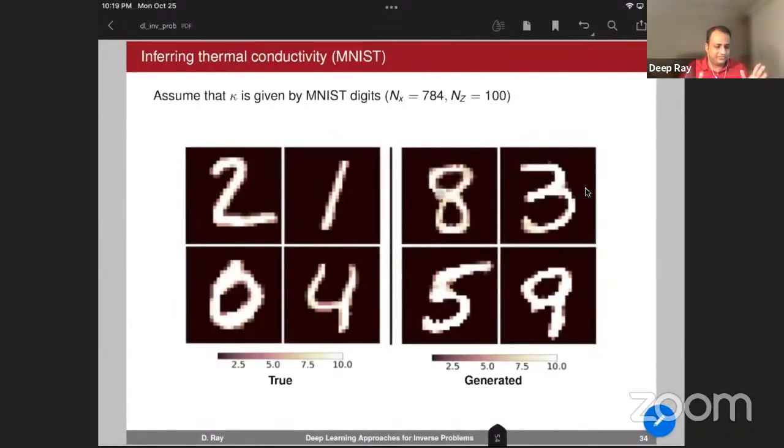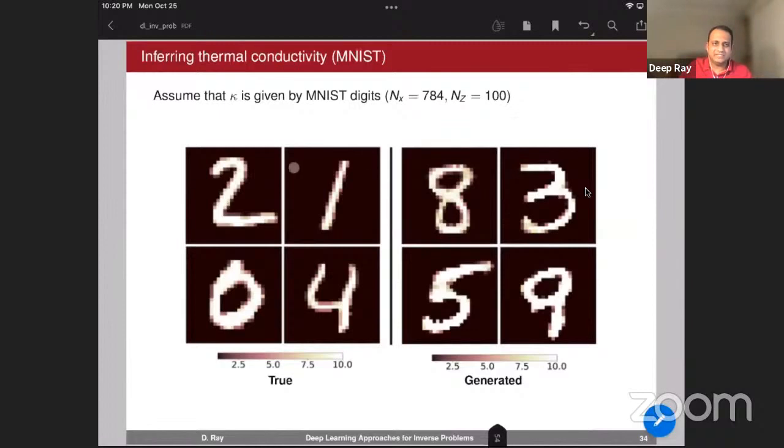All right. So first, I assume a prior on kappa to train my GAN. The prior I'm assuming on kappa is that the conductivity field is given as MNIST digits on a 2D grid, where it takes a background value of 1 and a value of 10 wherever there is a handwritten digit. So this X has a dimension 784 because this is a 28 square grid, and I'm going to train a GAN with Z having only 100 dimensions.